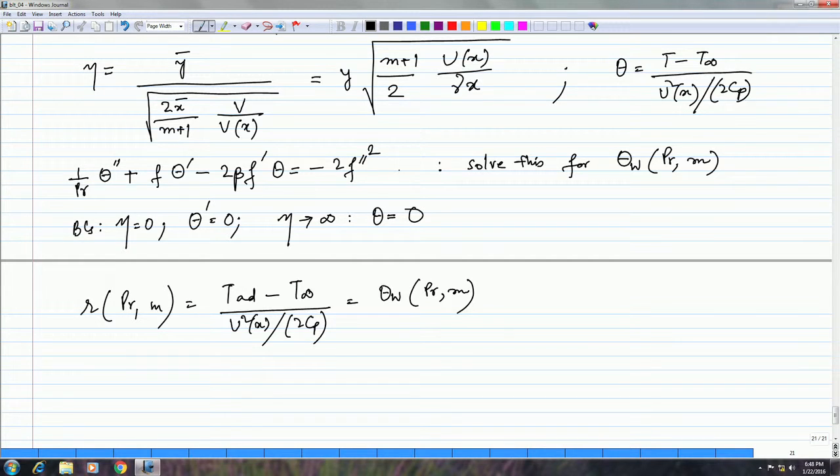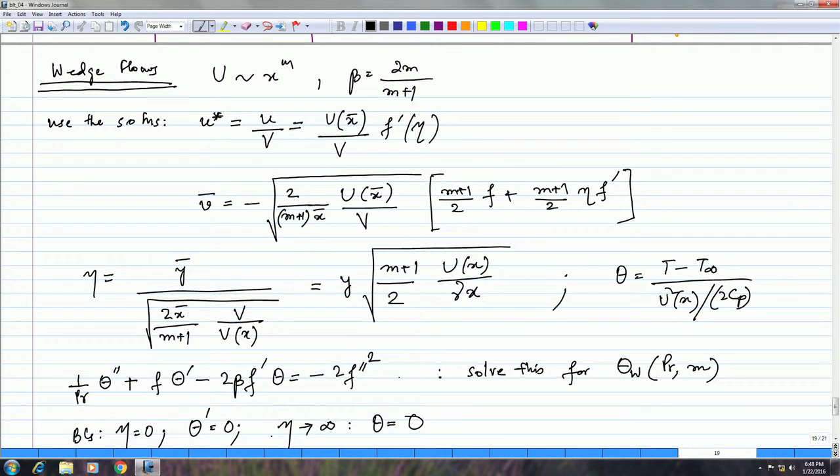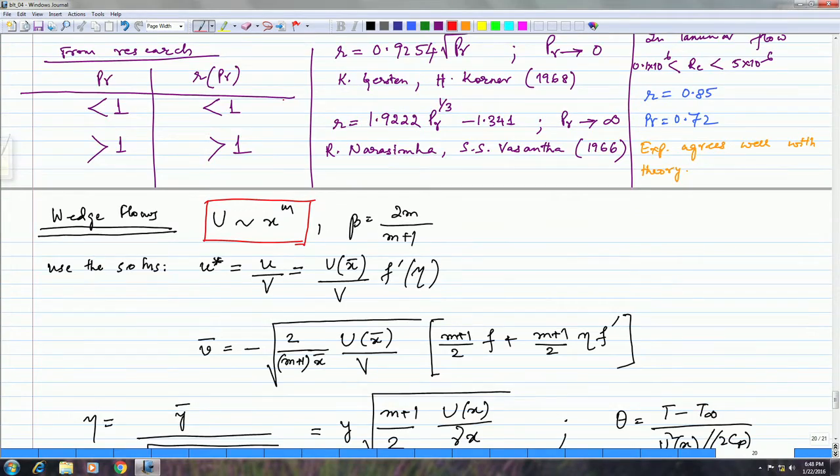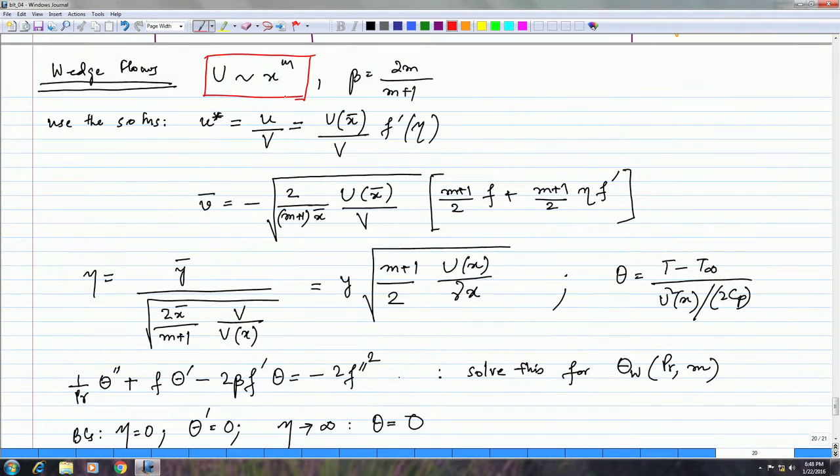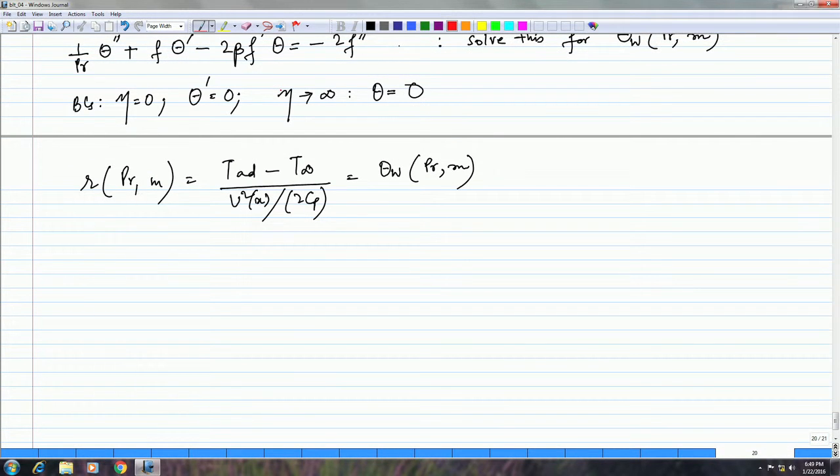It is interesting here that we get this expression. Now the only thing is that we have written the velocity like this, in terms of x. Now if the increase in temperature due to dissipation is also related to the local velocity, which can be written in terms of x raised to a certain power of m, then we can get an expression for the recovery factor which is independent of x.